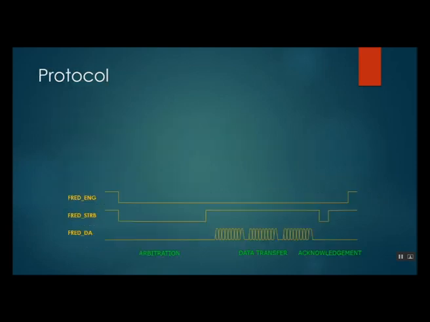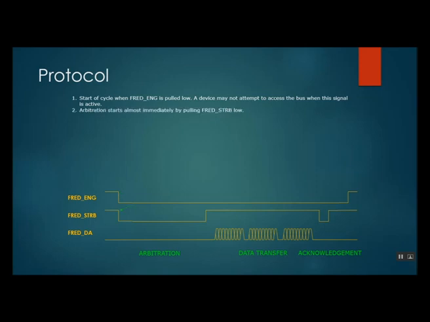We'll look next at the protocol. A FredBus cycle can be divided into three main parts. Firstly, the arbitration process, then the data transfer itself, and finally the acknowledgement. The cycle starts when the engage signal is pulled active. This prevents other devices from attempting to gain control of the bus. Immediately after that, the strobe signal is pulled low to indicate the start of the arbitration process. This ends when the last device driving the strobe line releases it. This device will have won arbitration and it is the transmitter. All the other devices are receivers.